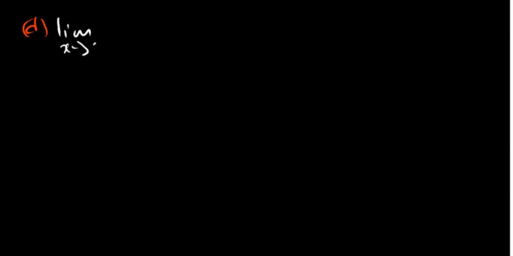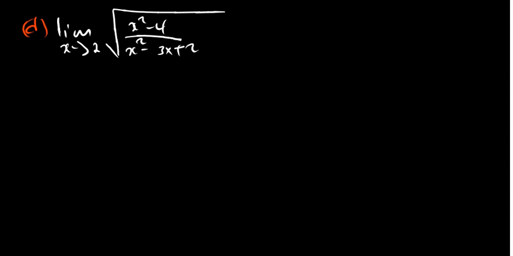Limit as x approaches 2, then you have the root of x squared minus 4 open brackets x minus 3x plus 2. Okay, so the first thing there, if I try to put 2 here, you are going to discover that we are going to get 0 over 0, and we don't want to get this condition. This is undefined.